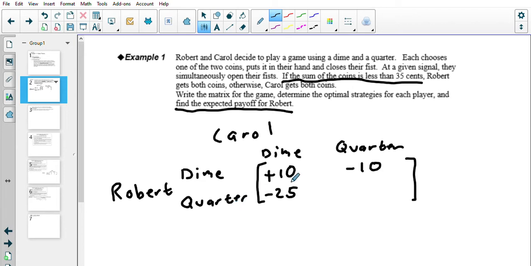And then if Robert shows his quarter and Carol also shows her quarter, the sum is 50 cents. That's not less than 35, so Robert isn't the winner. Carol would be the winner. So in that scenario, Robert would also lose his quarter. Okay? So this is the matrix for the game. There's 4 possible outcomes, and each of those has a value for Robert, right?